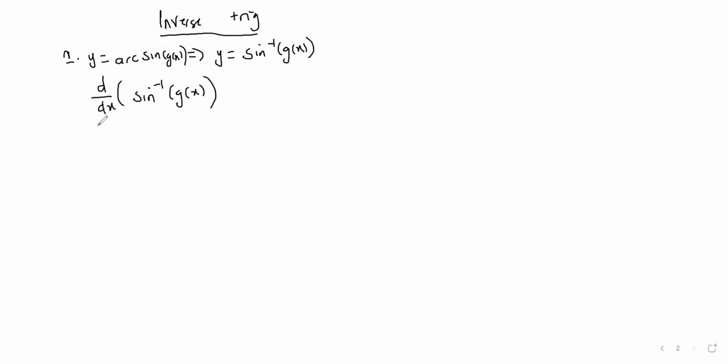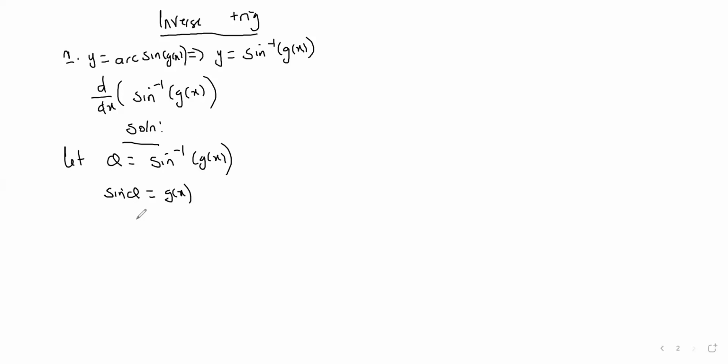Okay, so these ones we don't memorize, we derive. So you let theta be sine inverse of g(x). Now you understand that if theta is equal to sine inverse, it's the same thing as sine of that theta equal to g(x).